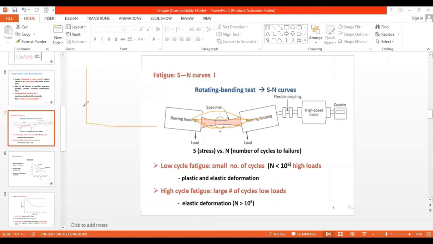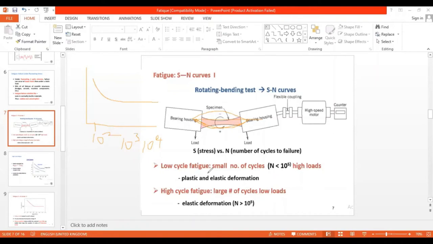So in the graph, stress would probably be in some diagram like this, okay? So maybe 10 to the power 2, 10 to the power 3, 10 to the power 4, like this, the number of cycles will be increasing, okay? Since this is a large number, we don't put 1, 2, 3, 4, 5, 10, 100, 1000 like that. We will put it as powers of 10, all right? Stress versus number of cycles to failure.